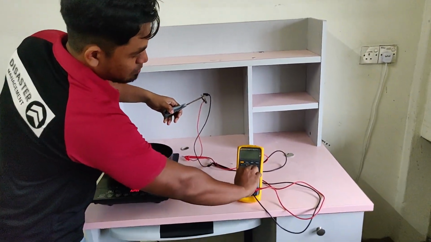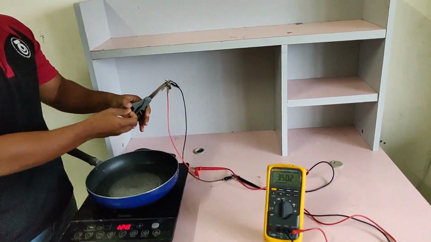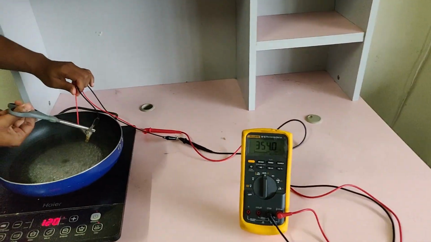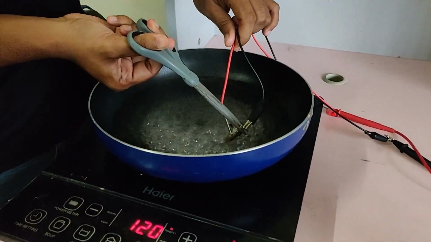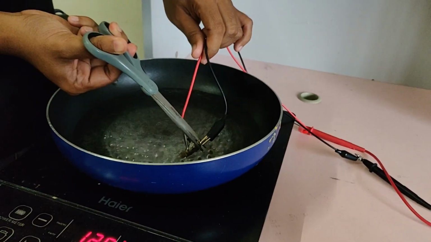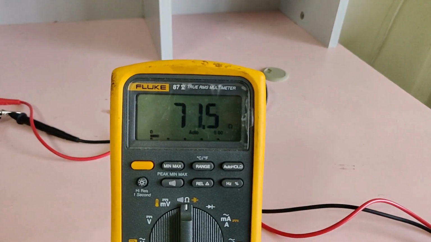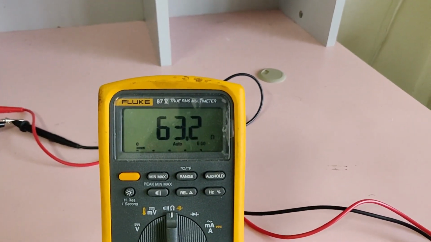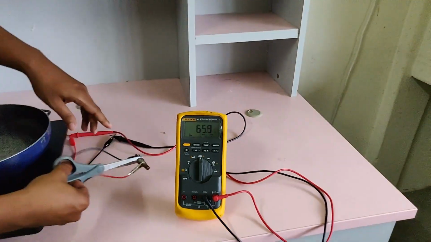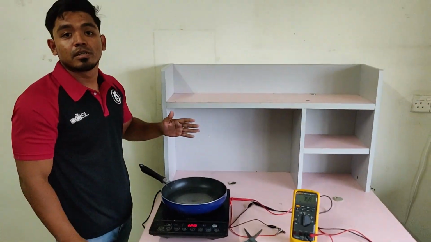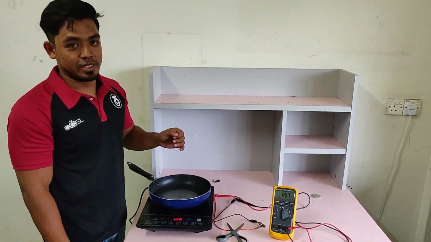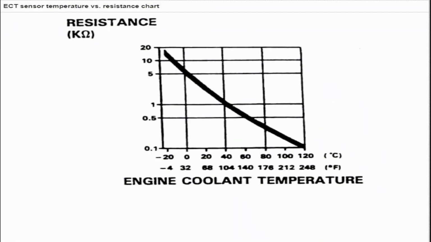We will dip the sensor in the water. As you can see, when the sensor is dipped in the water, it results in a different reading of resistance. As you can see, the higher the temperature, the lower the resistance recorded. This is the graph of resistance against temperature. When the temperature is increased, the resistance will decrease.